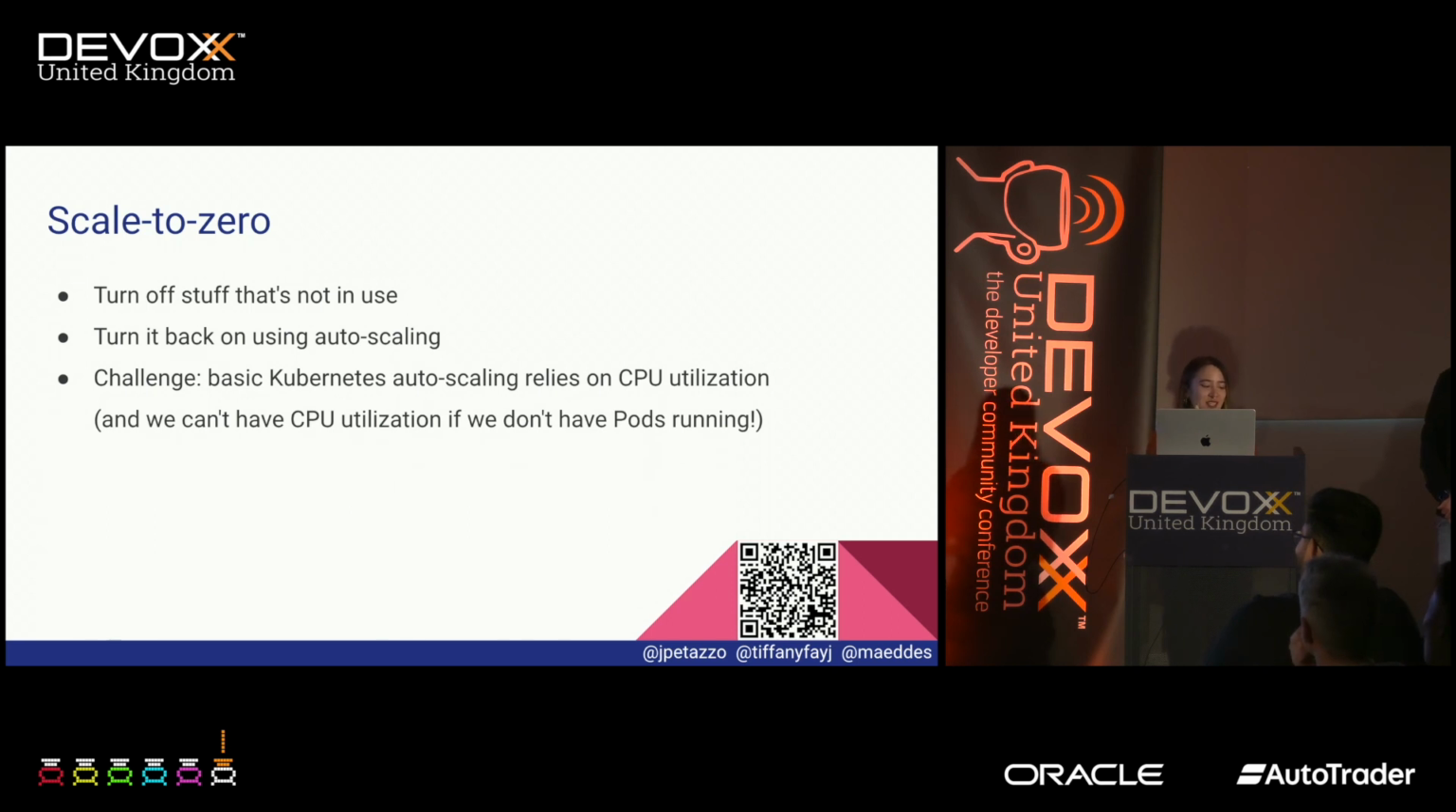So there's a few reasons why you might want to do that. For instance, there might be resources that you aren't currently using, but you plan on using. You could use auto-scaling to handle some of the things with it. There's a bit of a challenge with Kubernetes: the auto-scaling relies on CPU or memory utilization, and if you don't have any pods running, you don't have any of that.